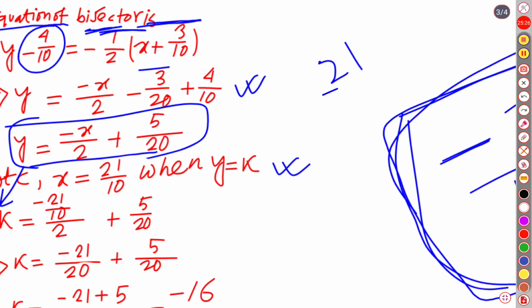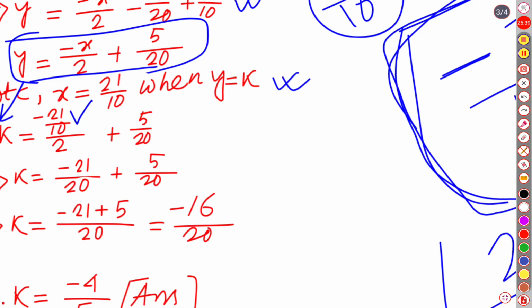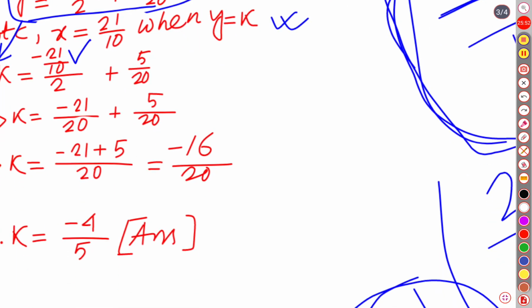So from the question we have come to know it is 21 over 10, and there is a negative symbol in front of x. That's why it is negative 21 over 10 over 2 plus 5 over 20. And if we simplify this, we will get, 2 tens are 20, negative 21 over 20 plus 5 over 20, means k is going to be negative 21 plus 5, that is negative 16 over 20, means k is going to be actually negative 4 over 5.